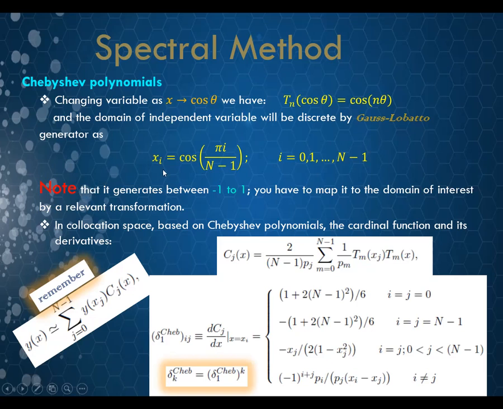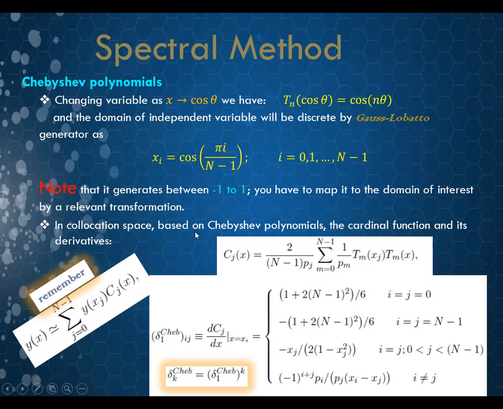And be careful about the interval generated by this generator, that is, cosine generates from -1 to 1, and this interval has to be mapped to the domain of interest in your problem by a relevant transformation. For example, if you work from 0 to 1, you have to map -1 to 1 onto 0 to 1.